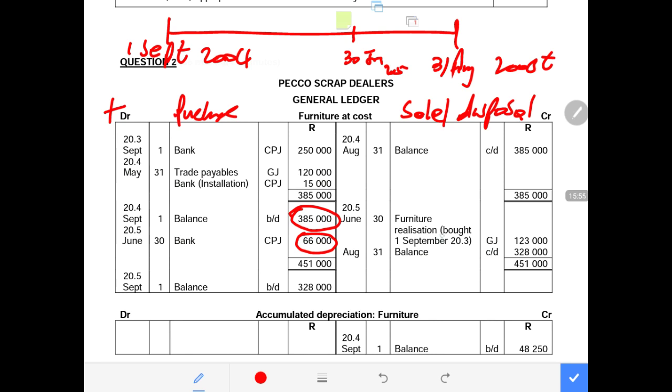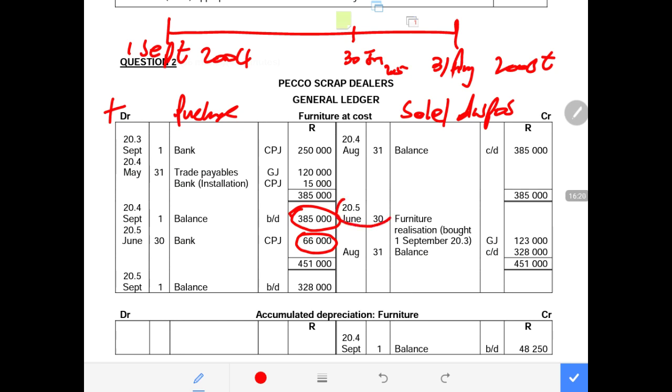They are telling us further that it was bought on the 1st of September 2003, meaning in the beginning of the 2004 accounting period. So we need to be mindful of that. But remember, this finisher was sold on the 30th of June 2005. I want to highlight that. So now that means this finisher was in the business.